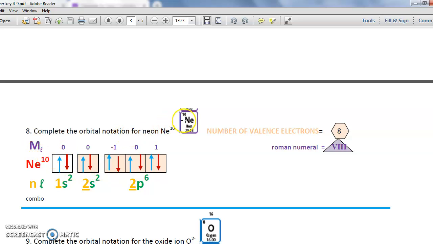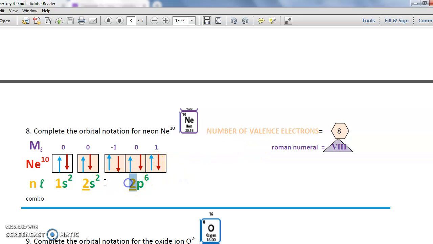Neon on the periodic table, we'll see neon has an atomic number of 10. That means it starts with 10 protons. It's neutral, so it would have 10 electrons. 2 in the 1s, 2 in the 2s, 6 in the 2p. That's 10 electrons. How many valence does it have?